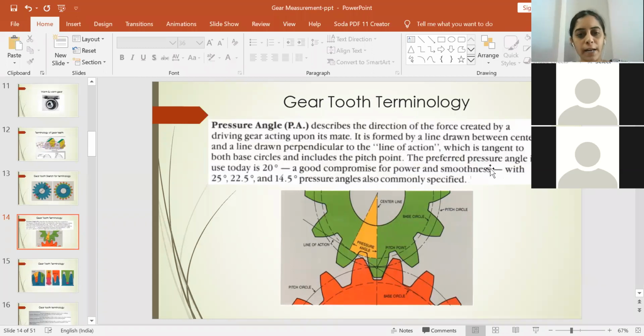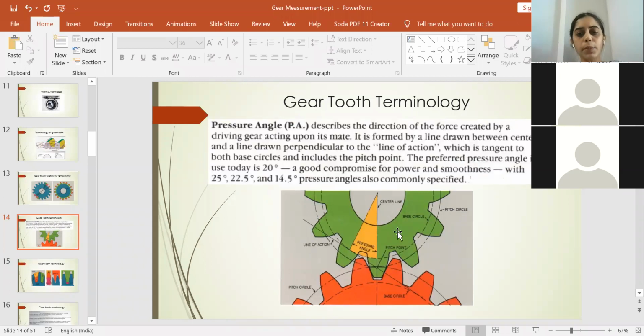Usually the preferred pressure angle will be 20 degrees. It provides good smoothness of motion with a compromise on power, because we mainly use the gear to transmit power. So major power should not be lost. In order to maintain a good compromise between power transmission and smoothness, the advisable pressure angle is 20 degrees. And sometimes other values of degrees are also used depending upon the requirement. So this is about the pressure angle.